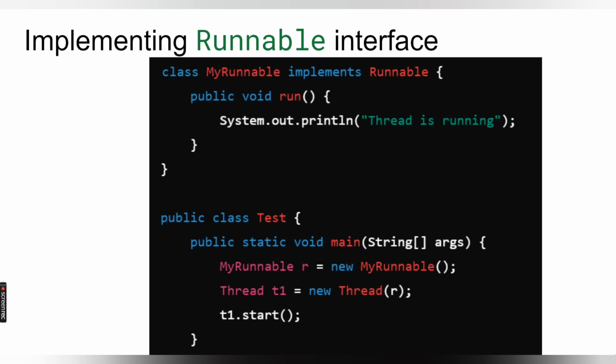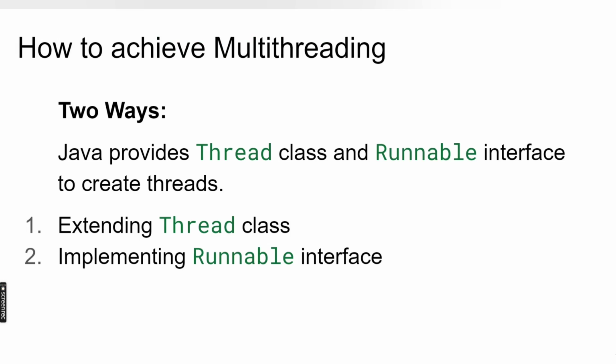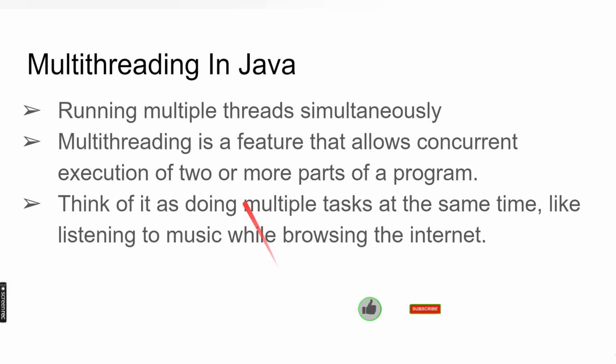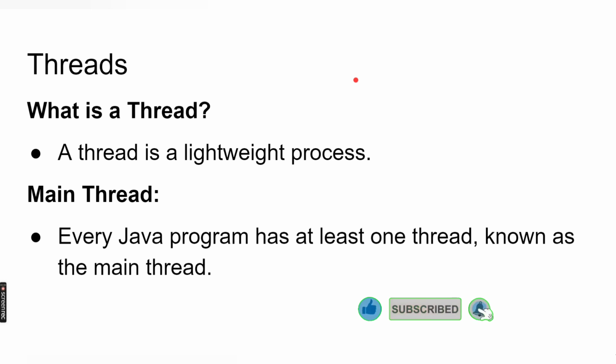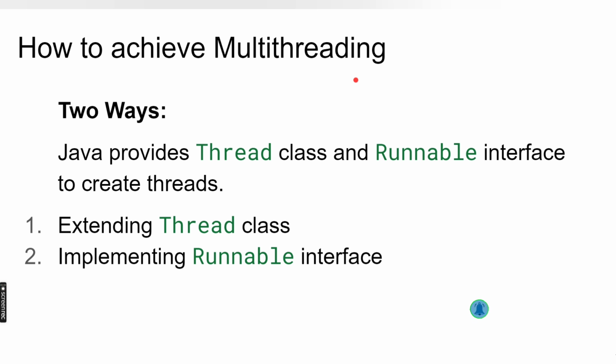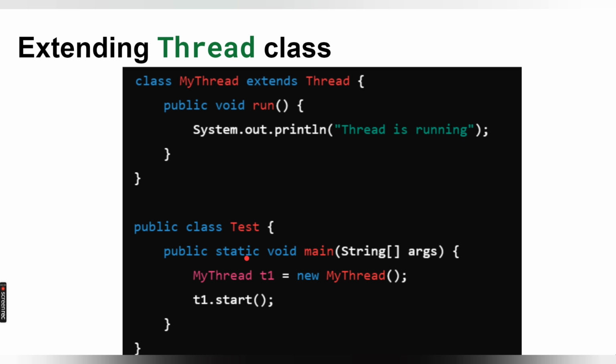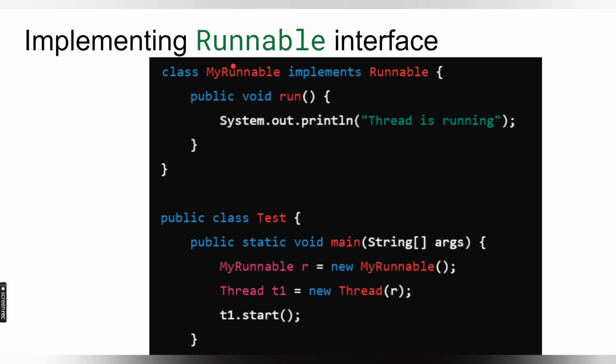So this was the theory about multithreading. What we have understood here is what is multithreading in Java, what are the uses of multithreading, what is a thread in Java, and what are the two ways to achieve multithreading in Java. So we have seen two ways: first, how to make use of the Thread class, and second, using the Runnable interface. In the next video, we will see practical implementation of the Thread class, and then we will see the practical implementation of the Runnable interface. That's it in this theory part of multithreading.